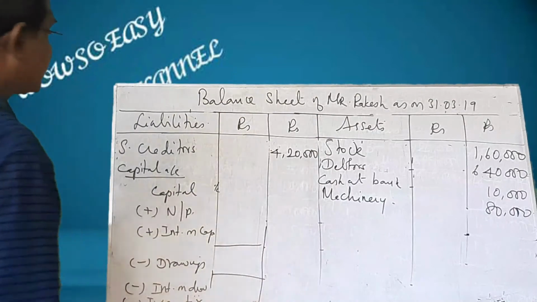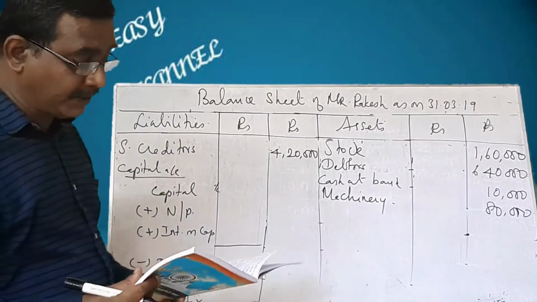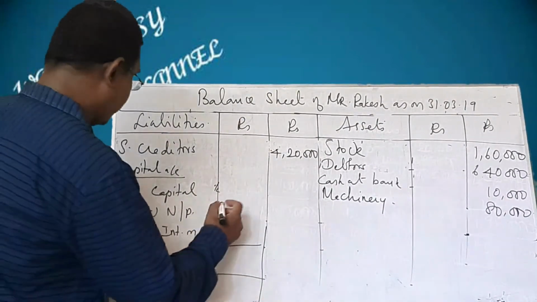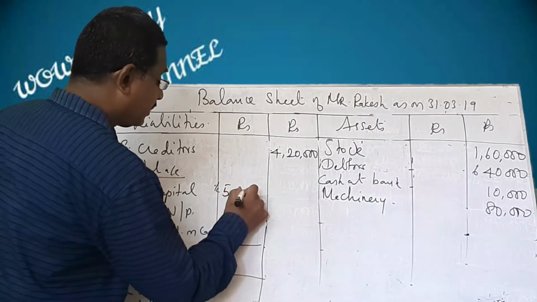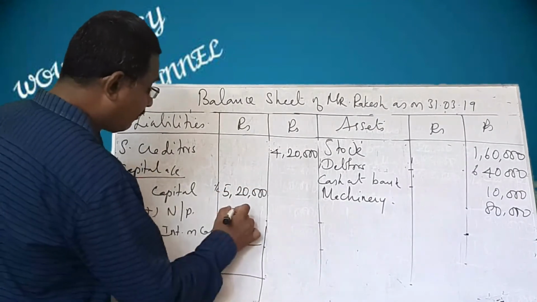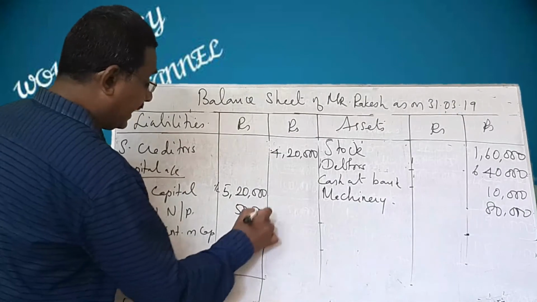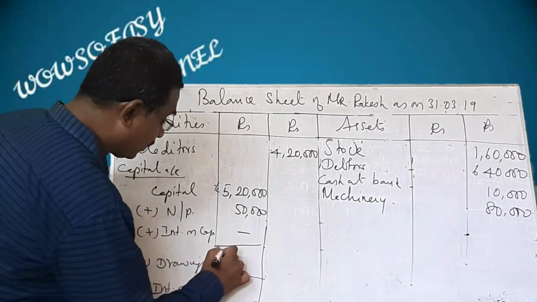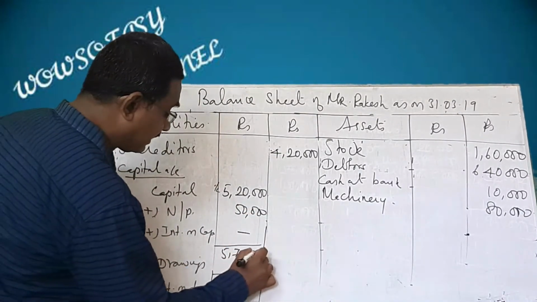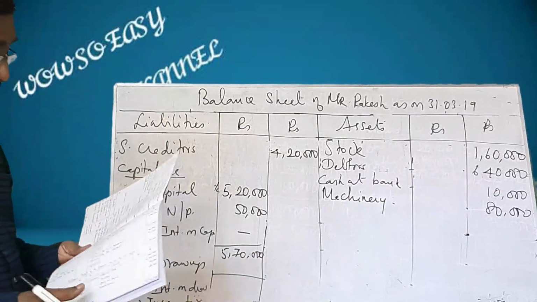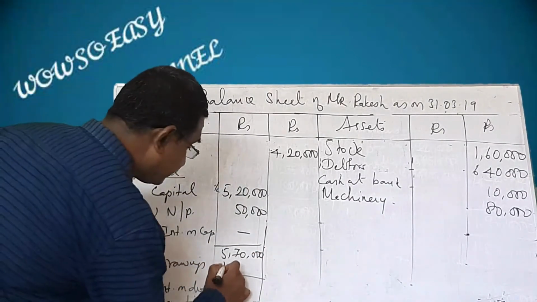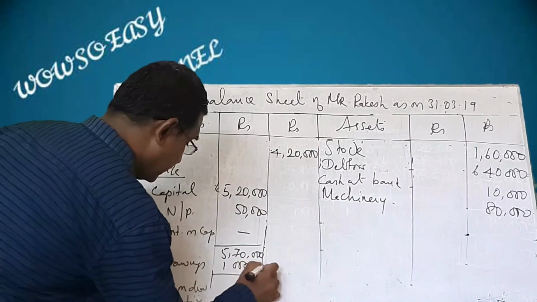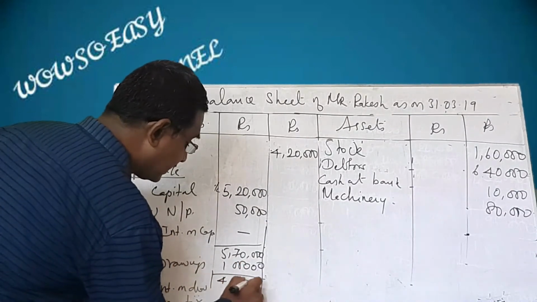And now let us prepare capital account. They have given the opening capital as 5,20,000. And the net profit came to 50,000. Interest on capital is not given, so on the whole that comes to 5,70,000. Drawings is given as 1 lakh. Subtract, what do we get? 4,70,000.